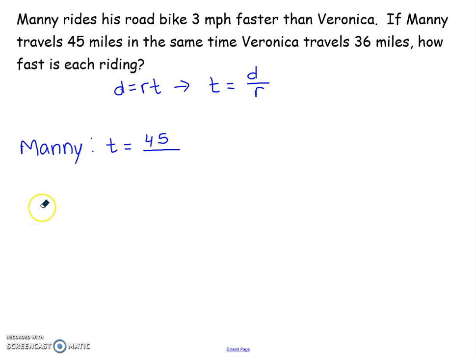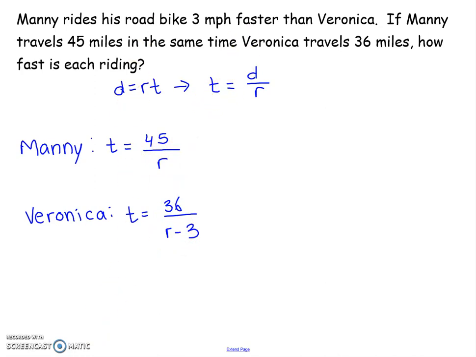So for instance, if I want Manny to be R, let's just put him for R right now. Veronica, her time equation is going to be her distance, which is 36, and her rate. Well, if Manny's R and Manny is 3 miles an hour faster than Veronica, that means that Veronica would be R minus 3. So if Manny was 10 miles an hour, Veronica would be 7 miles an hour. So she's 3 slower than Manny.